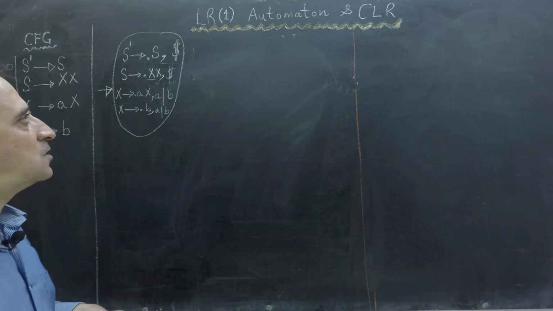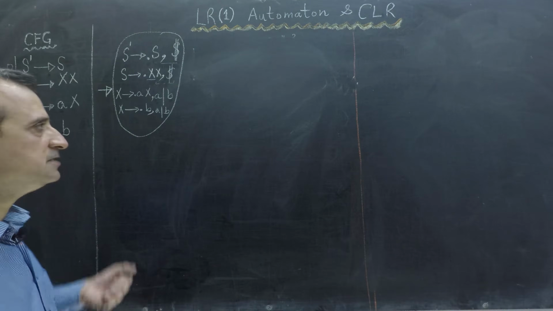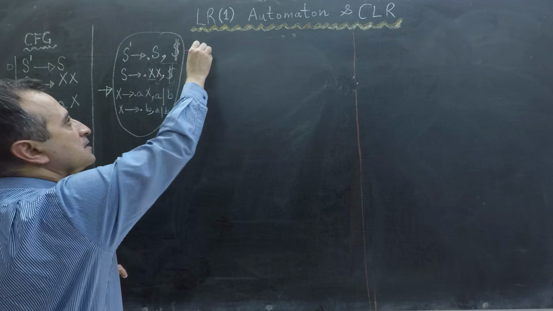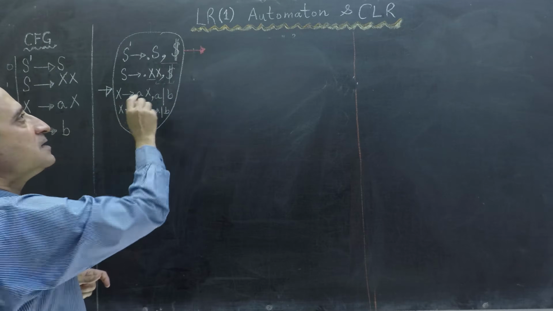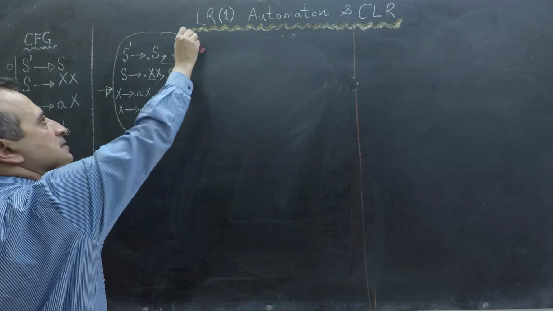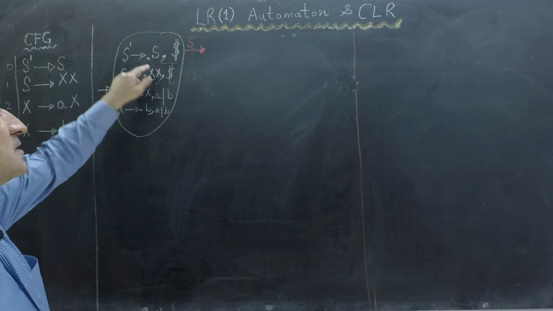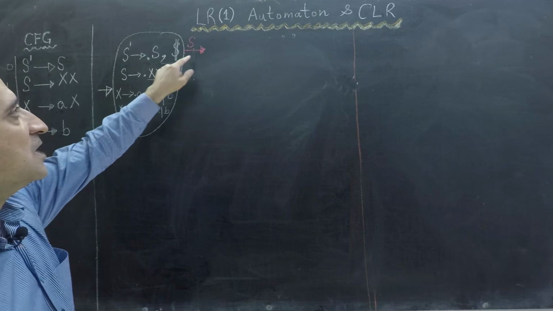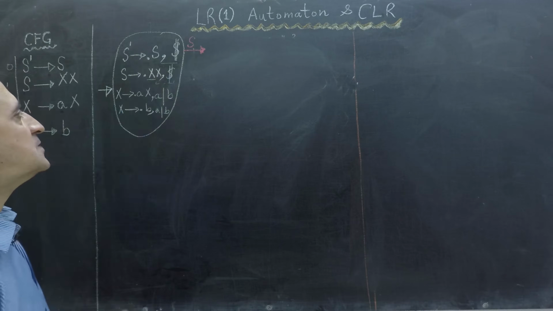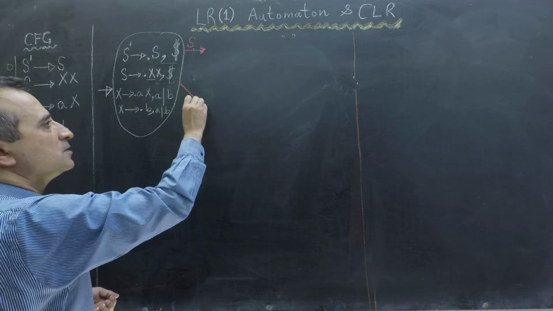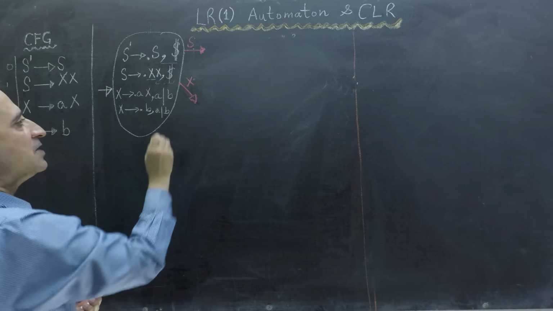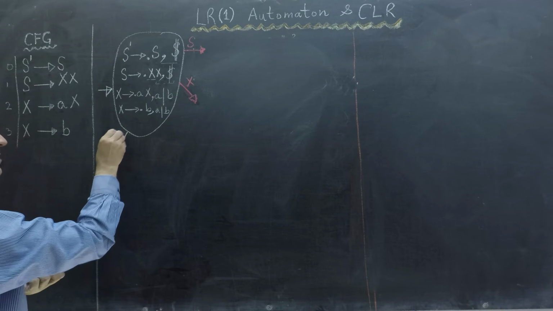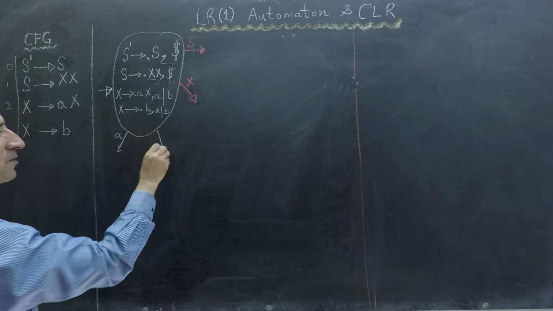Now, using the Goto rule, I have to create transitions from my start state. I will have a transition from my start state based upon this S, because the dot is before S. So when I see S, I will move this dot to the right hand side of S. So I will have a transition based upon this S. Similarly, I have a transition based upon this X. I will have a transition based upon a, and I have a transition based upon b.